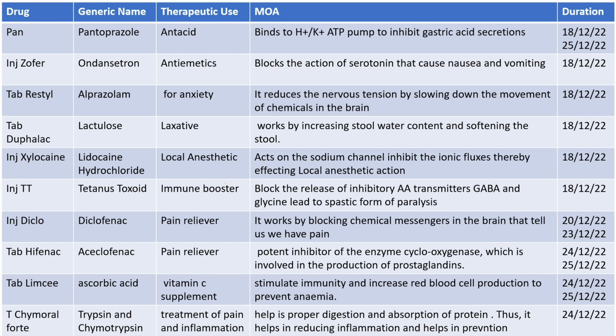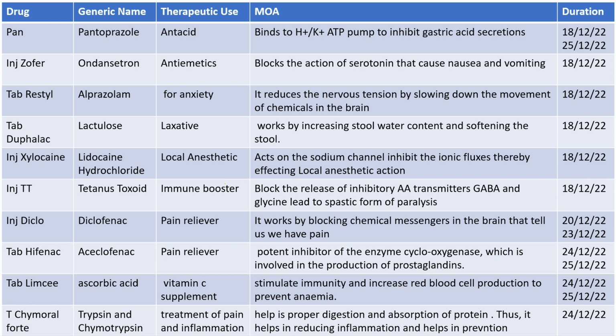Tab dofalac, lactulose, is a laxative that works by increasing stool water content and softening the stool. Injection xylocaine, lidocaine hydrochloride, is a local anesthetic that acts on the sodium channel and inhibits the ionic fluxes, thereby affecting local anesthetic action. And injection tetanus toxoid is an immunobooster. Tetanus toxin blocks the release of the inhibitory transmitters GABA and glycine, which leads to spastic paralysis. These top ones are given pre-op.